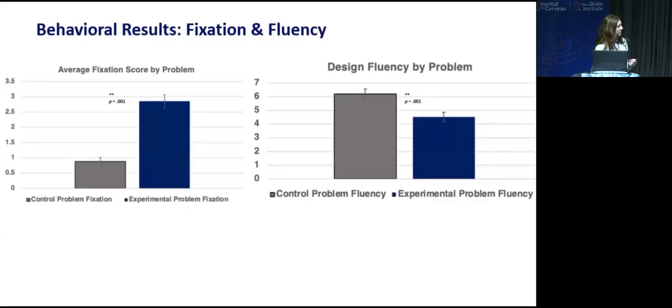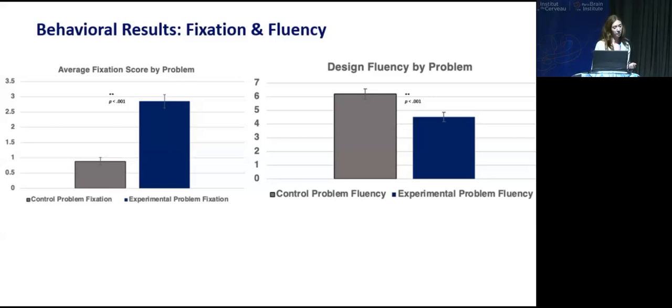Just looking at behavioral data, we can see on the left, average fixation score by problem. We see this expected fixation effect. So in the fixation condition, the bike rack problem, participants are scoring much higher for fixation as compared to the control problem. On the right, you also see that participants are producing more designs. So fluency is higher in the control problem than in the fixation or experimental problem.